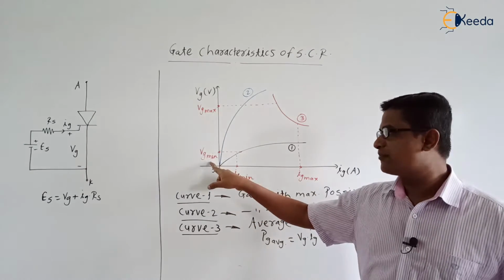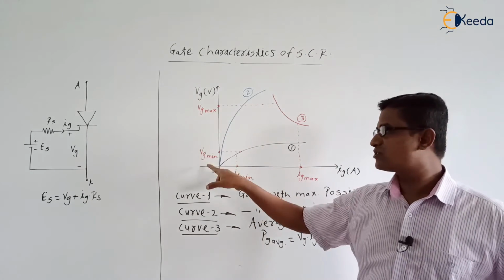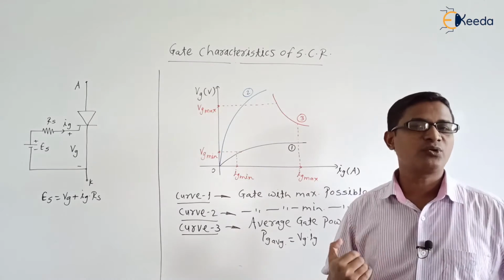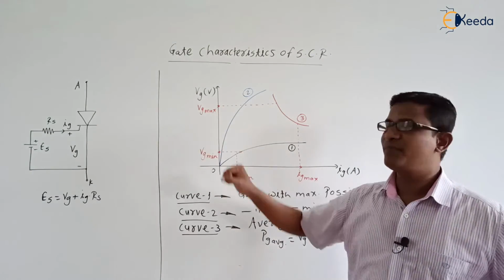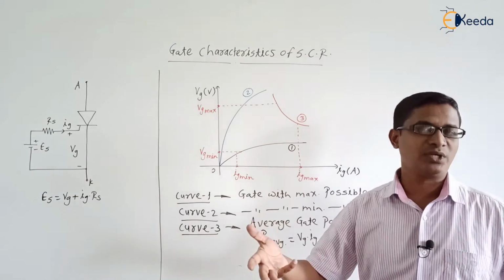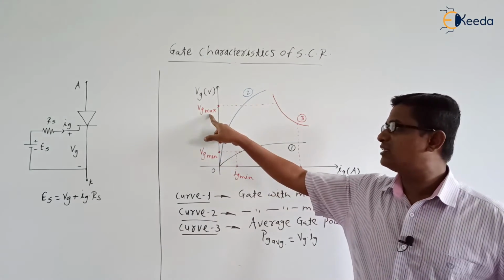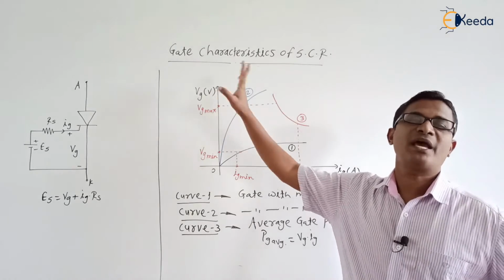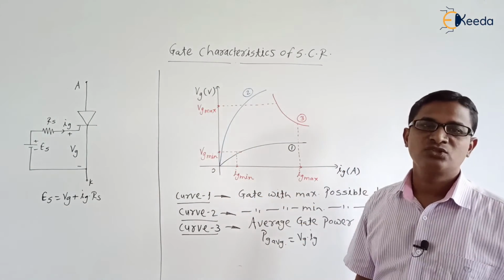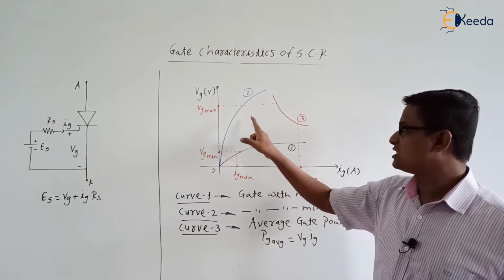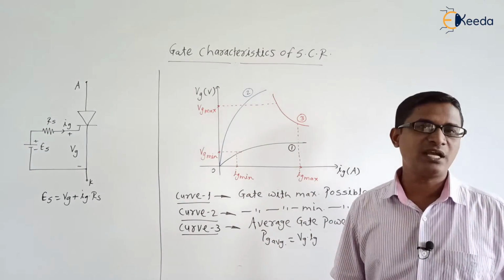Similarly, we are having limits for Vg min and Vg max. Vg min is the minimum gate voltage, and Vg max is the maximum possible gate voltage. Means we cannot maintain Vg above this Vg max and we cannot maintain Vg below this Vg min. So now we are having four constraints and three curves.